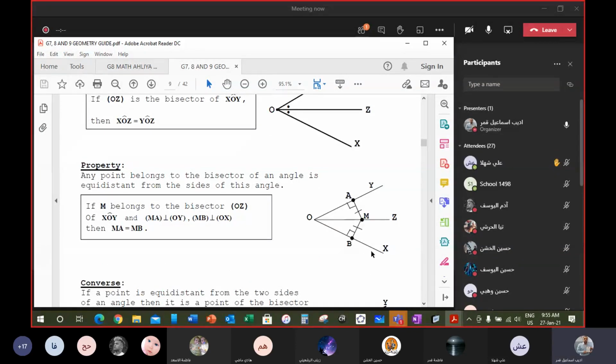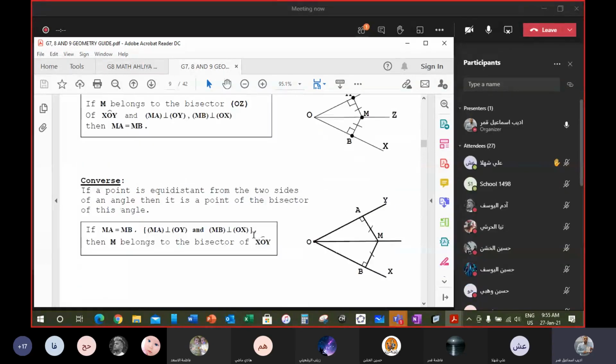Converse, if a point is equidistant from the two sides of an angle, then it is a point of the bisector of this angle. So if I have a point inside an angle, and this point is equidistant from the sides of the angle, then this point belongs to the bisector. For example, if M here, if we have in this case MA equal to MB, then M belongs to the bisector of the angle XOY.